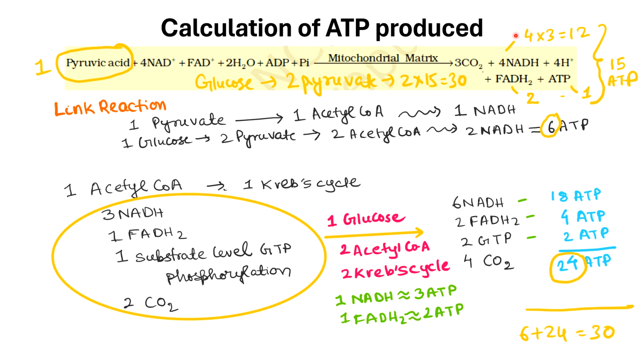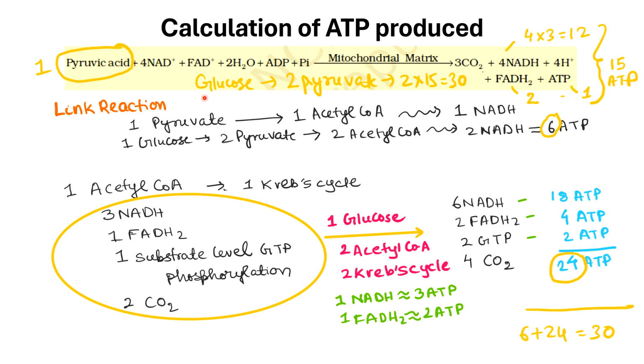So we can rewrite the equation of aerobic respiration like this: pyruvic acid plus 4 NAD, 3 from Krebs cycle, 1 from link reaction, plus 1 FAD plus 2 molecules of water plus ADP, it gives rise to 3 molecules of carbon dioxide. 1 is released in link reaction, 2 is released in Krebs cycle, and leads to the formation of 4 NADH, 3 in Krebs cycle, 1 in the link reaction, 1 molecule of FADH2 and a single molecule of ATP. Is this reaction clear?